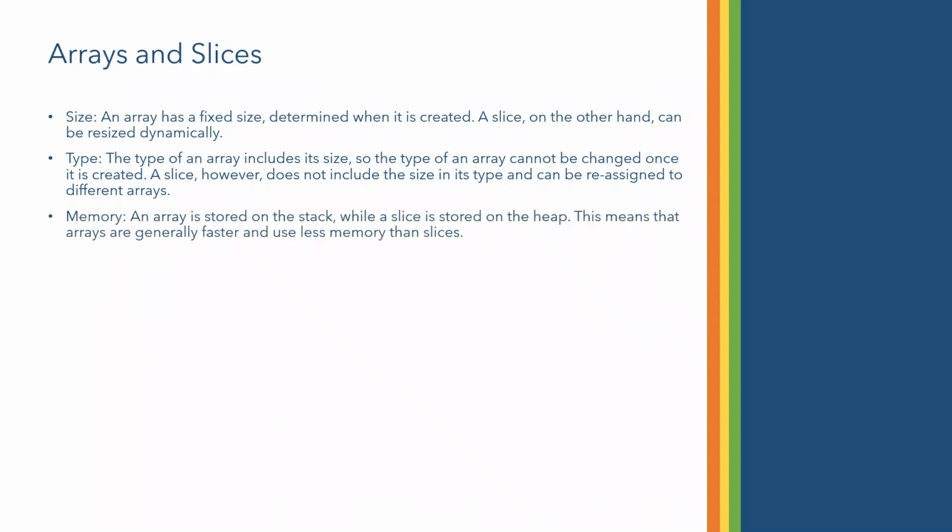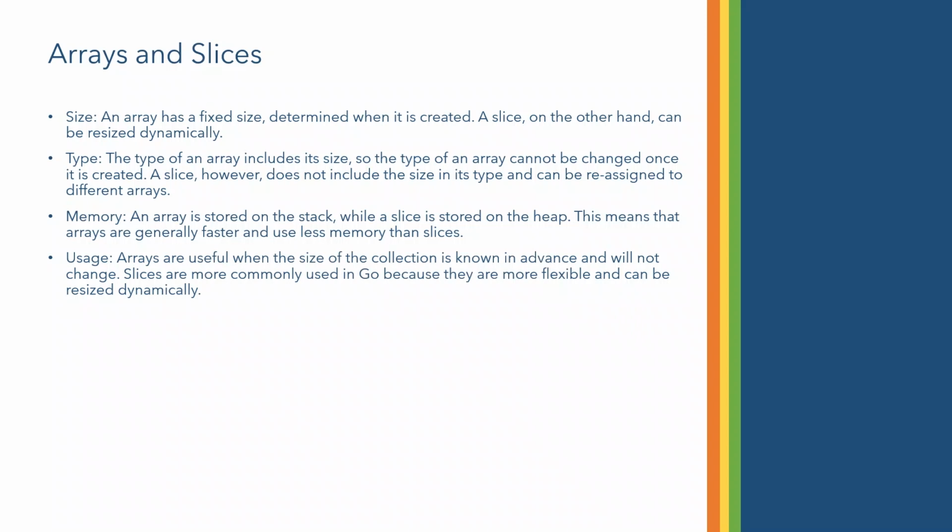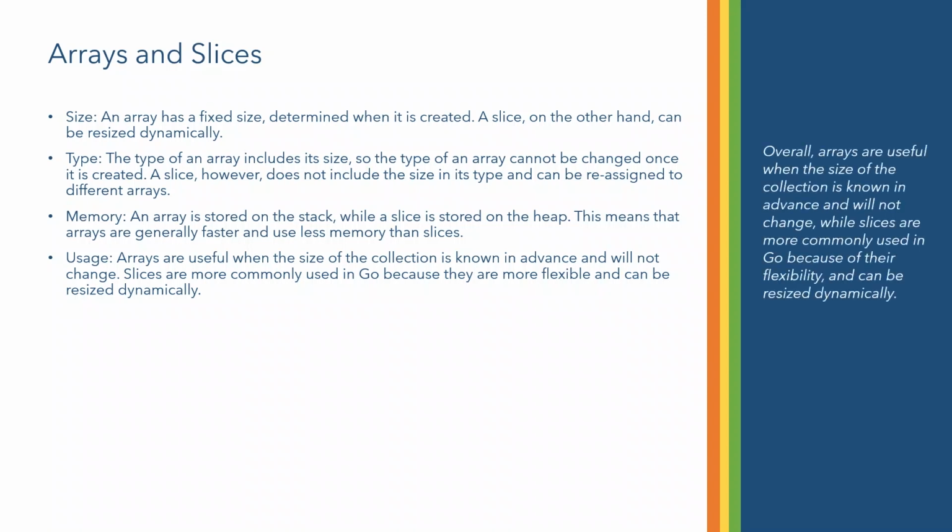Memory. An array is stored on the stack while a slice is stored on the heap. This means that arrays are generally faster and use less memory than slices. Usage. Arrays are useful when the size of the collection is known in advance and will not change. Slices are more commonly used in Go because they are more flexible and can be resized dynamically.